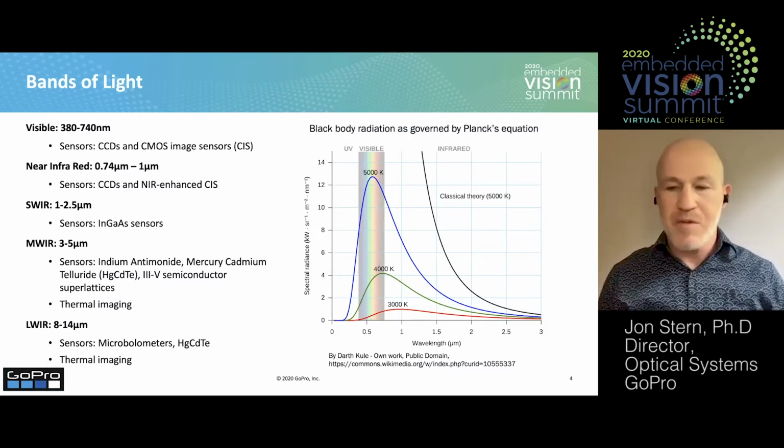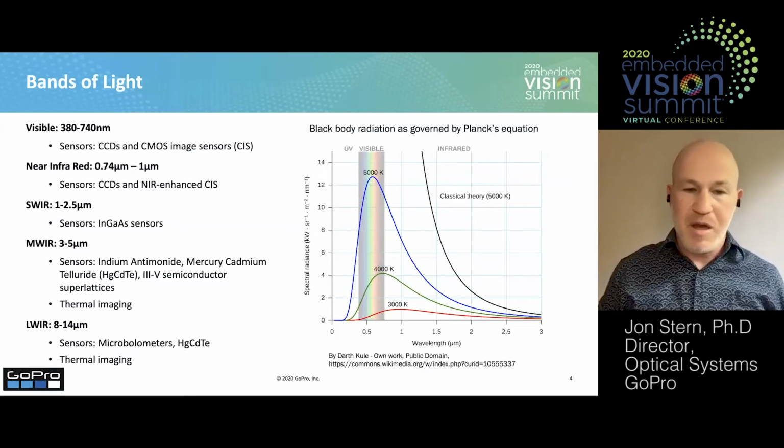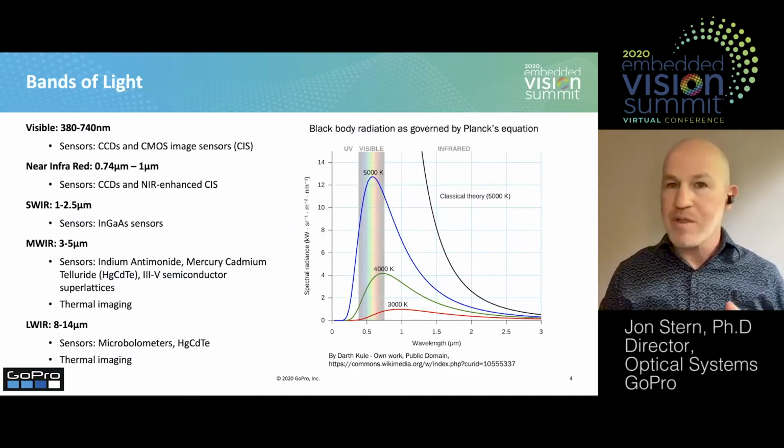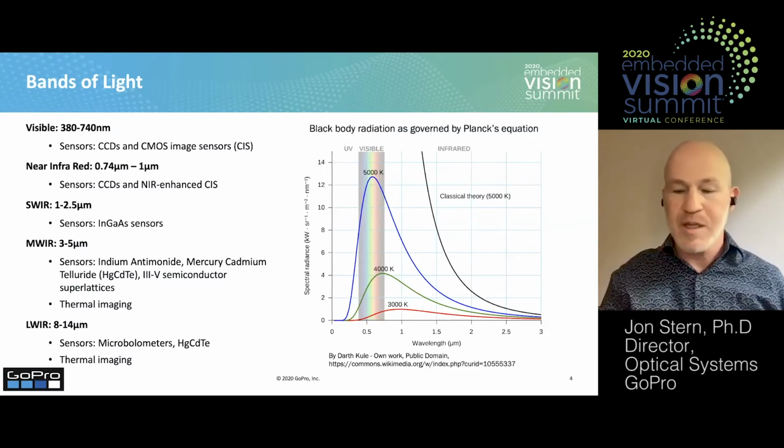And this is starting to move into the classic thermal imaging of heat. The next thermal band is 8 to 14 microns, long wave IR. Typical sensor technologies are microbolometers, and again, mercury cadmium telluride. You may notice there's a gap between 5 microns and 8 microns. That's because water vapor in the atmosphere absorbs light in that band.